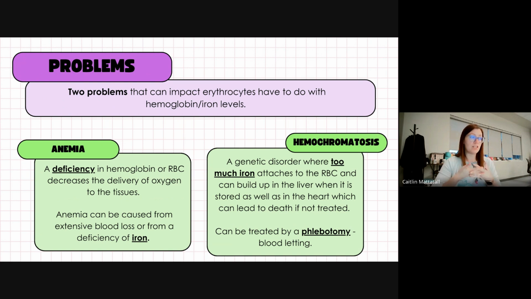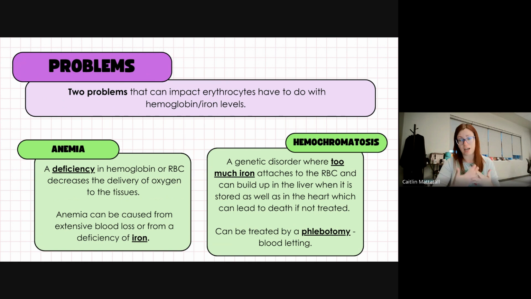And when you have anemia, usually that means that you are tired, okay? You don't have very good circulation, you bruise really, really easily. And it's all because you just don't have enough oxygen being transported to your tissues.